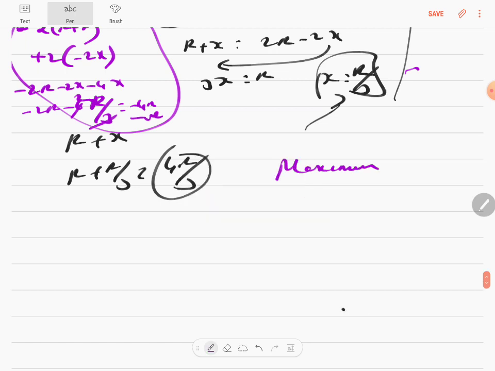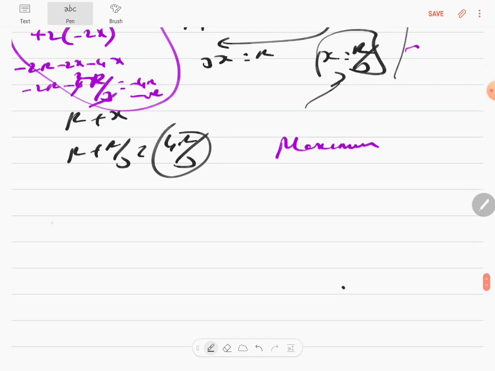Next sum is sum number 14. Find the absolute maximum and minimum. F of x is equal to cos square x plus sin x.